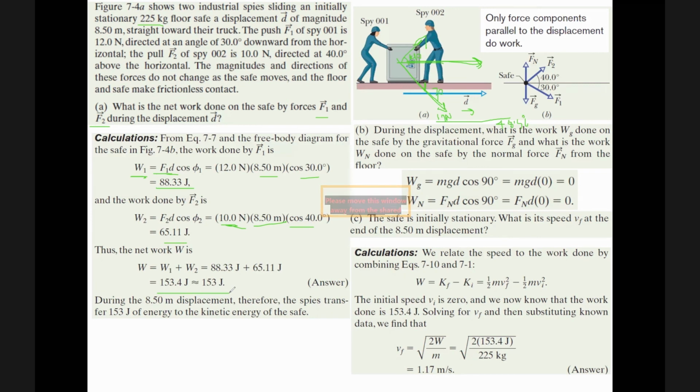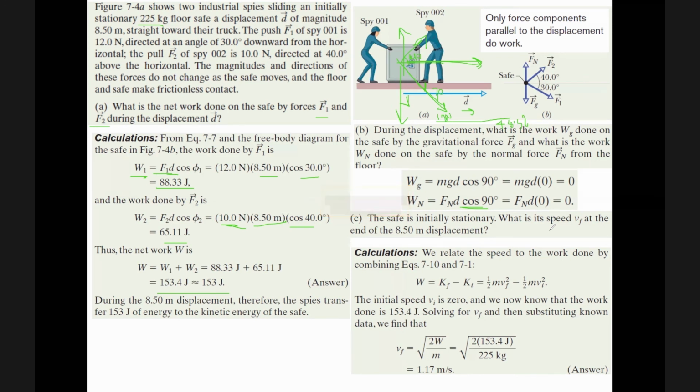This is one method. Part B: during the displacement, what is the work done on the safe by gravity? Where is the force of gravity? Down. What's the angle between the displacement and the force of gravity? 90. What's cosine 90? 0. What is the work done by the normal force? Also 0. Why? Because the angle between the displacement and the normal force is 90. Cosine 90 is 0. The safe is initially stationary. What does initially stationary mean? The initial kinetic energy is equal to 0.